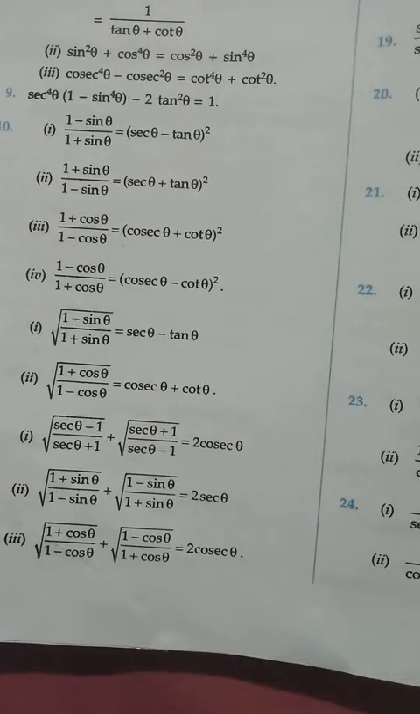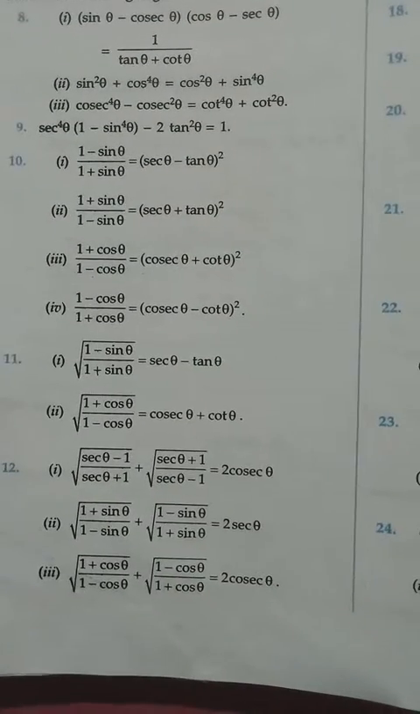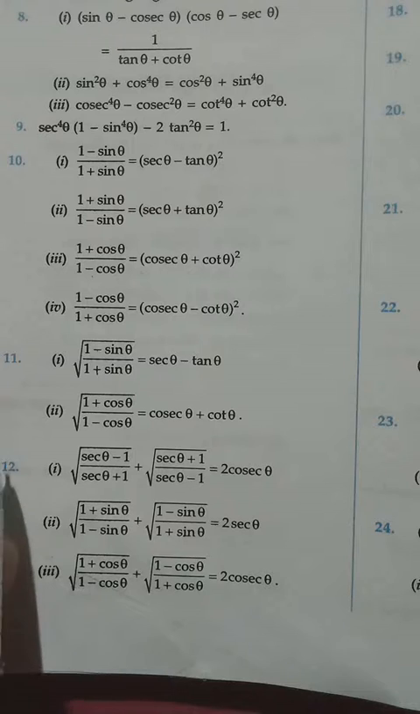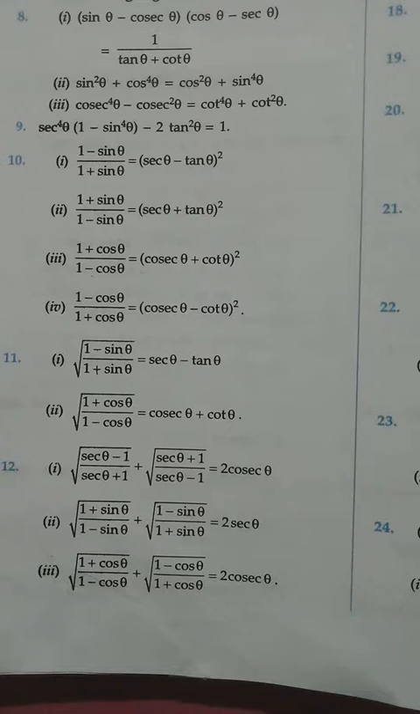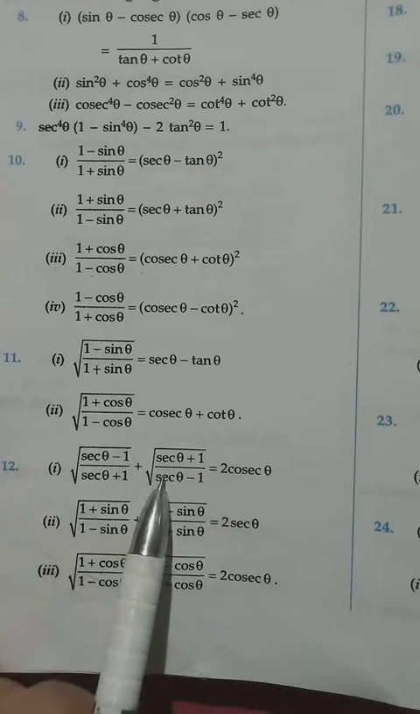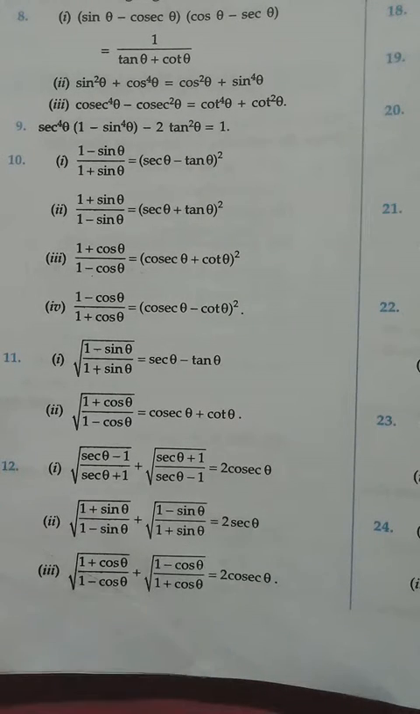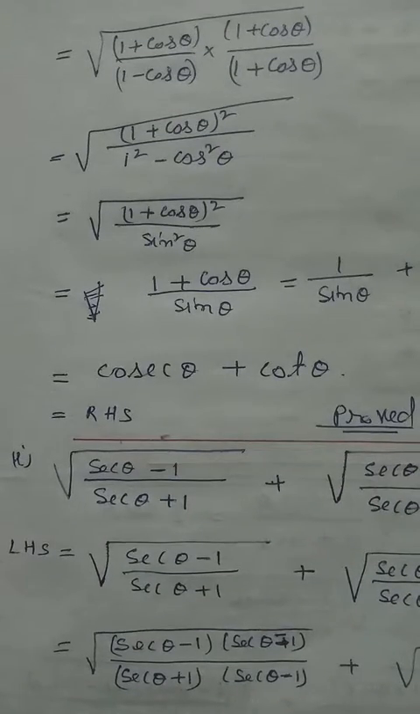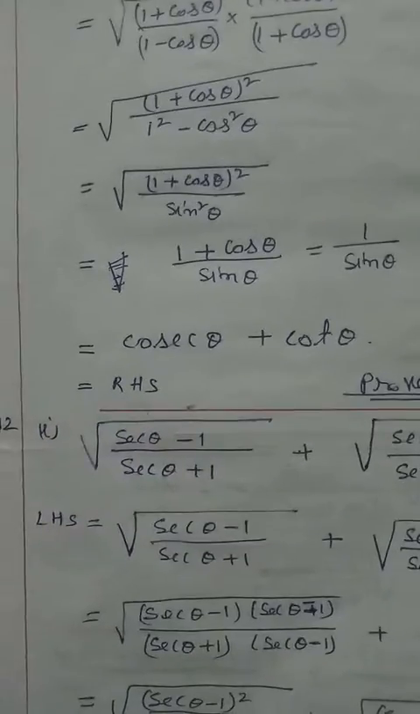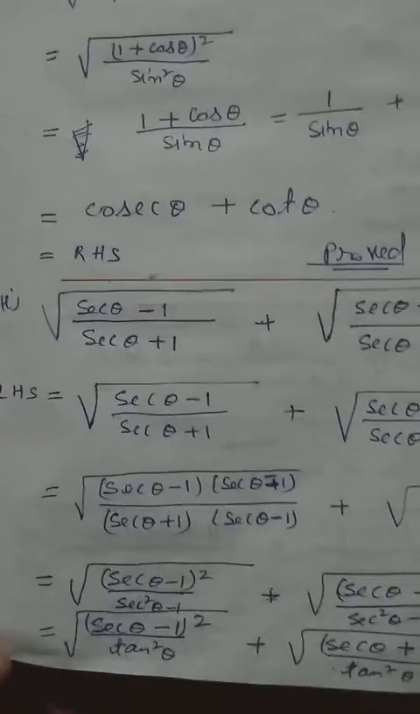Let us continue with exercise 8D trigonometry. Question number 12. We have to prove that the left hand side is equal to right hand side. Here we have square root, and then we want only 2 cosec theta. So let us first try to remove the square root. How to remove? We don't have an identity, we cannot use a relation. So let us rationalize it.